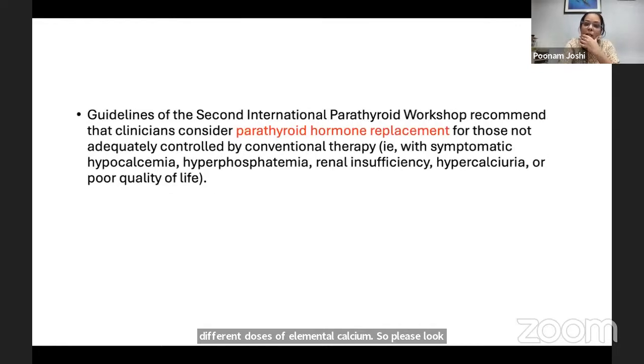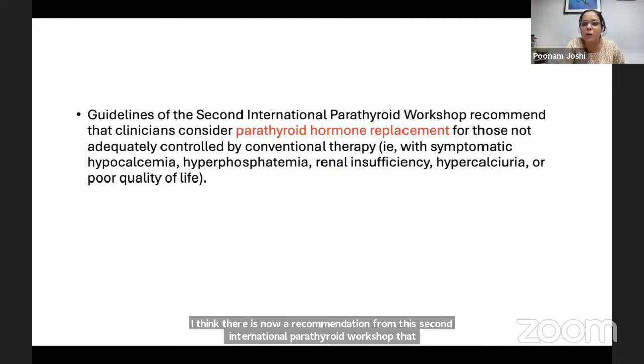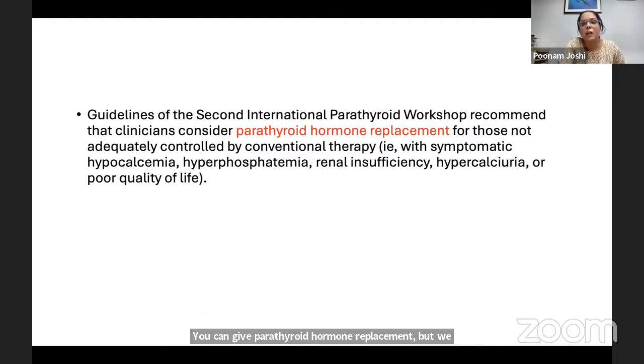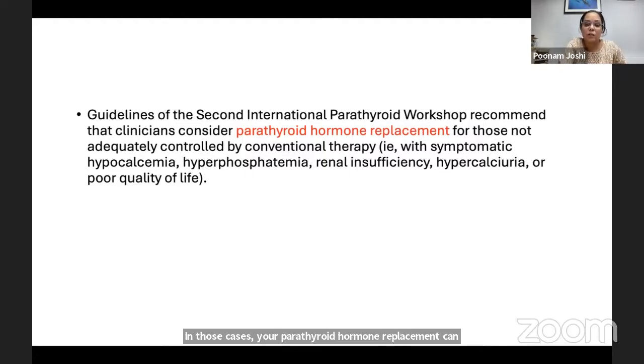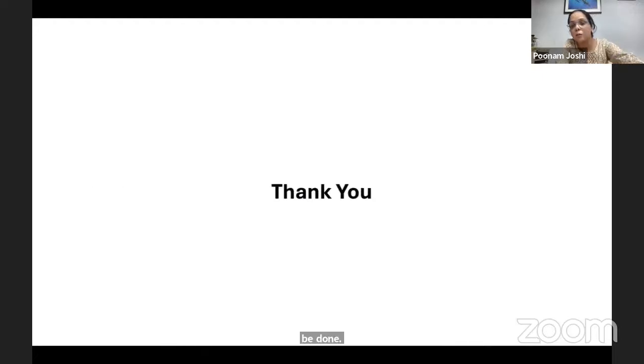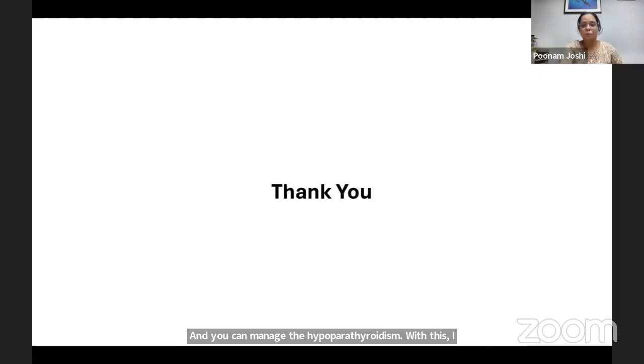There is now a recommendation from the second international parathyroid workshop that you can give parathyroid hormone replacement, but we should not opt for it regularly, and only in those cases where it is resistant to all kinds of oral or IV treatment. In those cases, parathyroid hormone replacement can be done, and you can manage the hypoparathyroidism. With this, I conclude my lecture. Thank you.